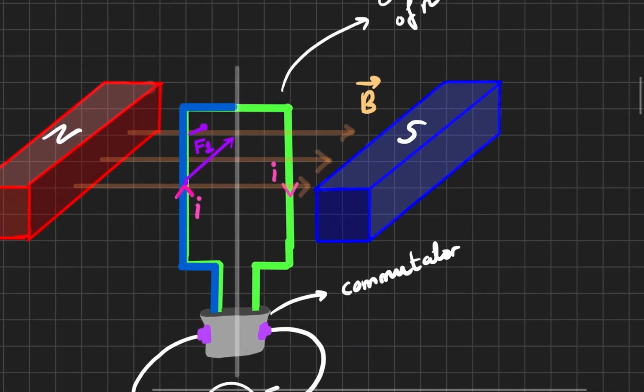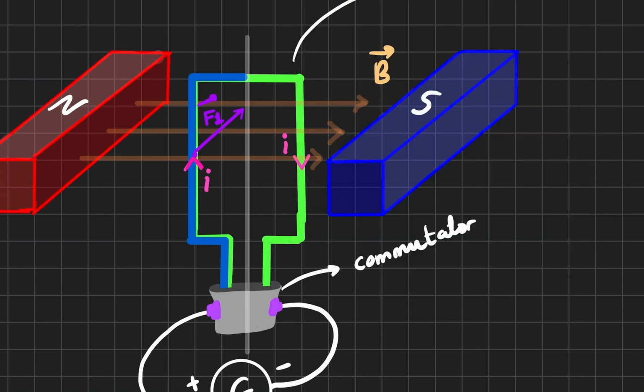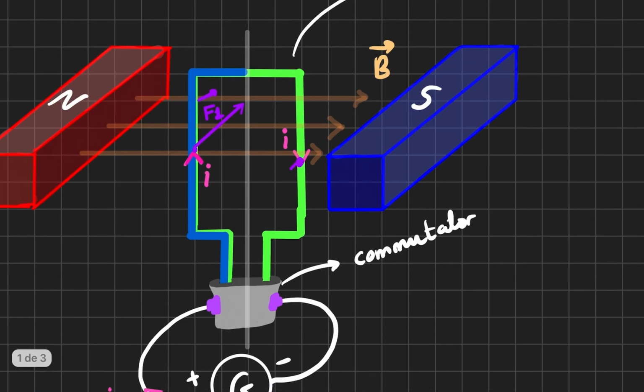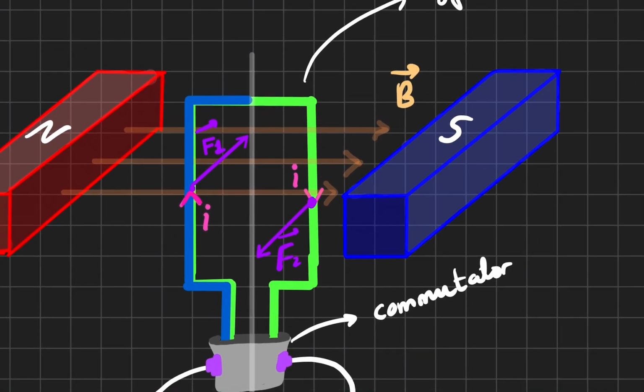If you want to draw it here with the nice purple color again, it's gonna be something like this. F2. Okay? Observe now this coil and the forces acting on the two sides of the coil. One force is pushing one side inside and the other force is pushing the other side outside.